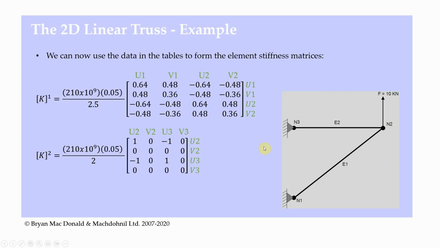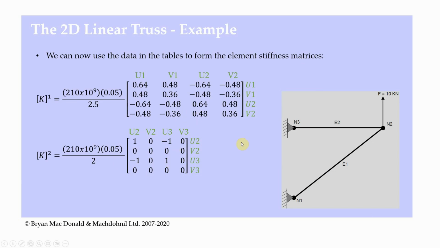So now we can use the data in the table to form the element stiffness matrices. For the first element we put in all the data, and remember this is just L squared, and this is M squared, and so on. We put in the different values here and we get this. And again we do the same for element number 2.